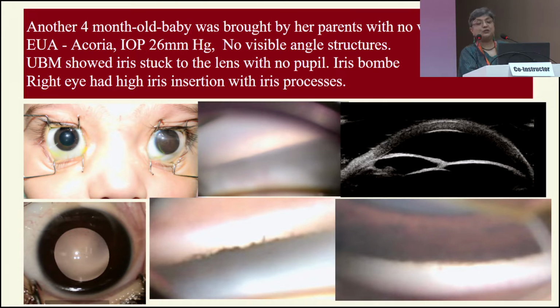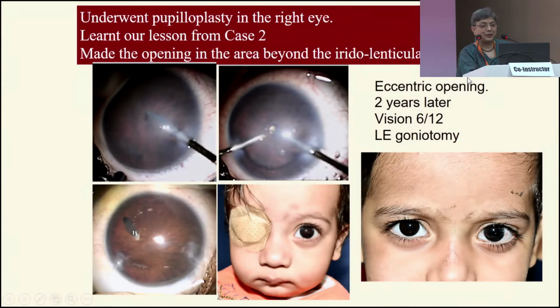And then we had another one. Sometimes they do come in crops. So this time we learned our lesson better. Again, attaching to the lens, again the same iris processes, other eye normal, which underwent a goniotomy. So this time we were more careful. We went even more peripherally. And now this baby is about 3 years old.